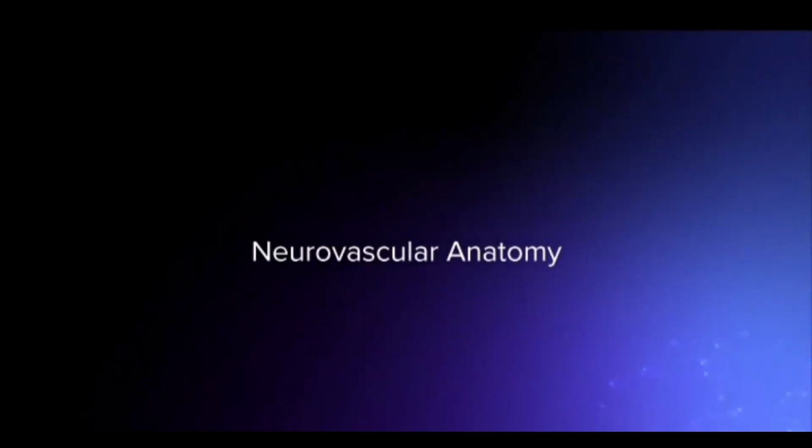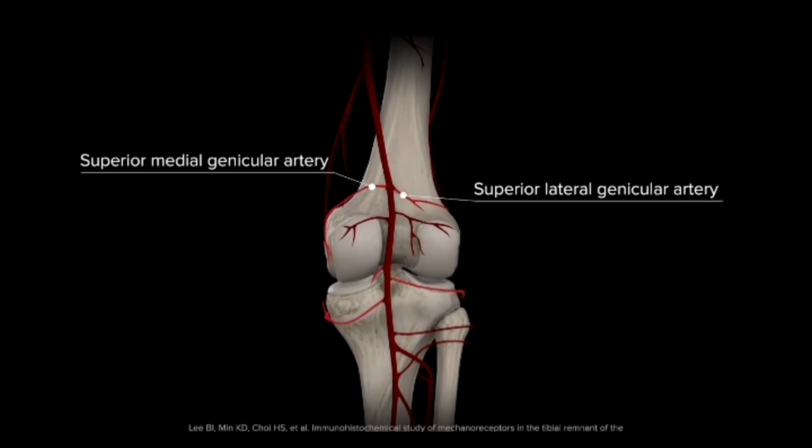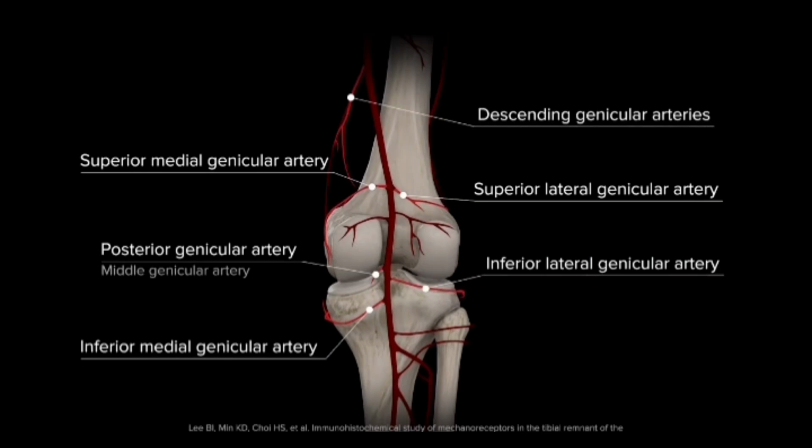Blood in the knee joint is supplied by a network of 5 arteries. The genicular arteries make up this group of 5 and include the superior medial, superior lateral, posterior or middle, inferior medial, and inferior lateral geniculars. Contributions also come from the descending genicular arteries and from the anterior tibial recurrent artery. Each vessel serves a specific area, but the collection of vessels form anastomoses around the knee joint.